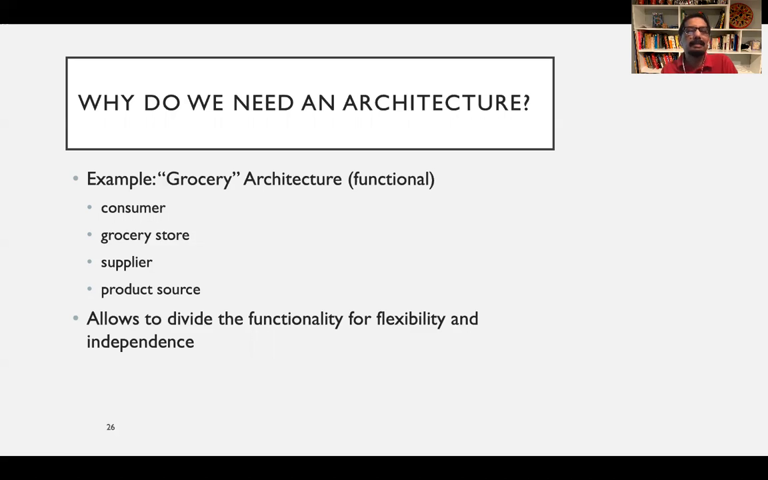vegetables, anything else. And I just go there and get it. I don't care how the grocery store gets it. We know that the grocery store gets from suppliers. Suppliers are not producers themselves. They got it from the actual product source. It could be a factory that built it. And so it comes through there, right?